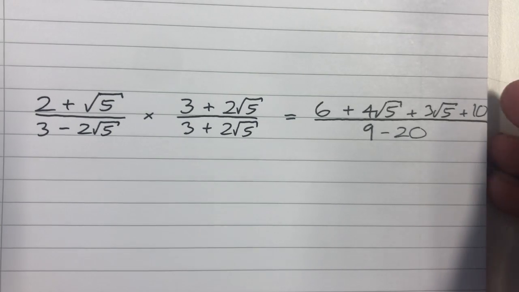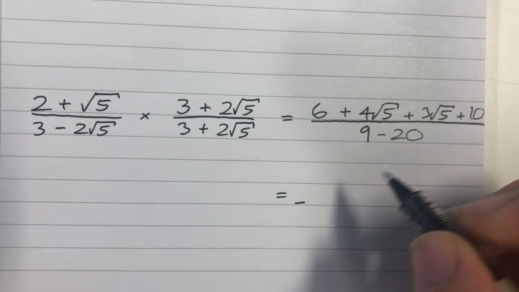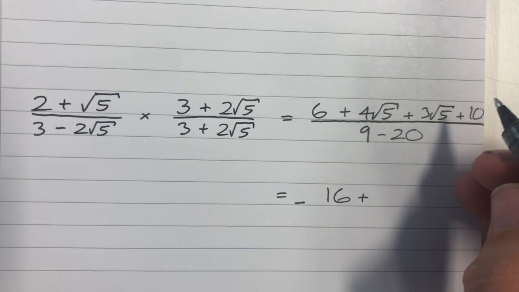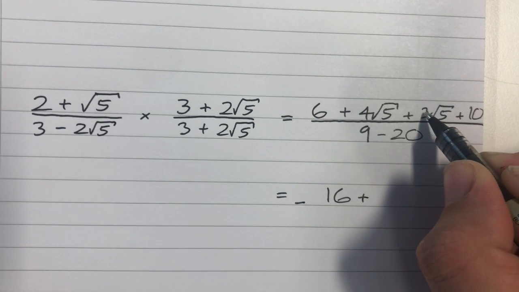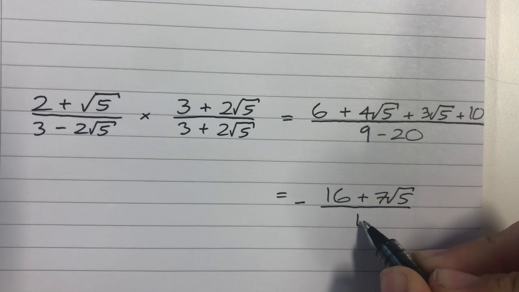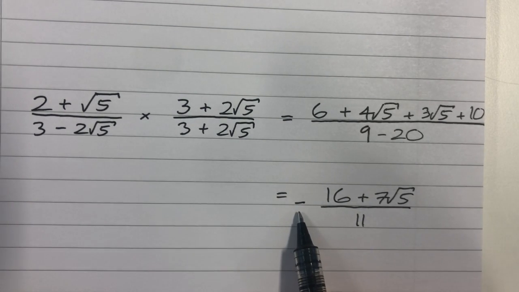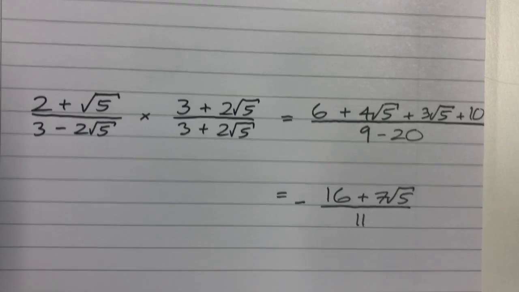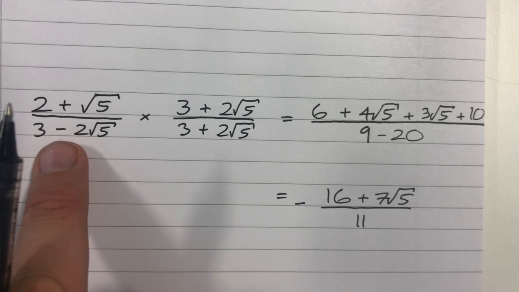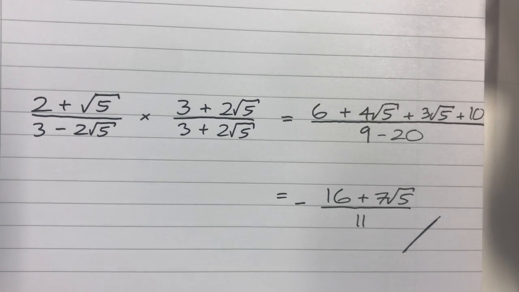So there's my denominator, and I can simplify that now to give me negative 6 plus 10 is 16, plus, that should be a 3, there we go, 7 root 5, all over 11. I've brought the negative out because 9 minus 20 is minus 11, but I've just brought that out outside the fraction, rather than having a negative denominator. So this fraction here, which has an irrational denominator, is exactly the same as this fraction here, which now has a nice rational denominator.